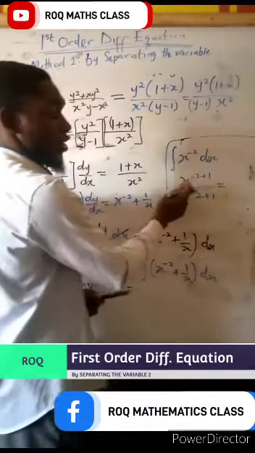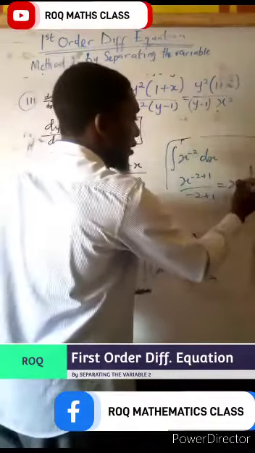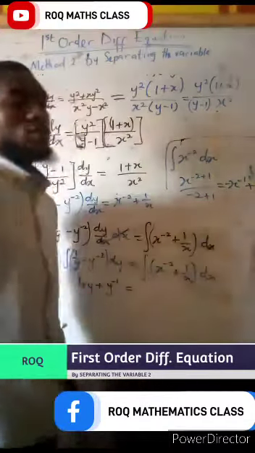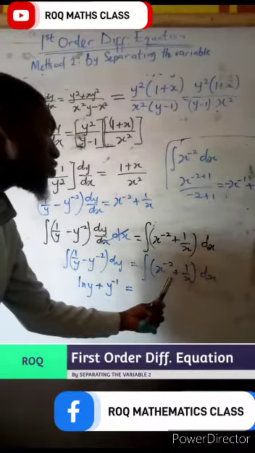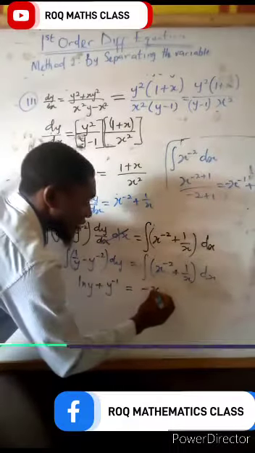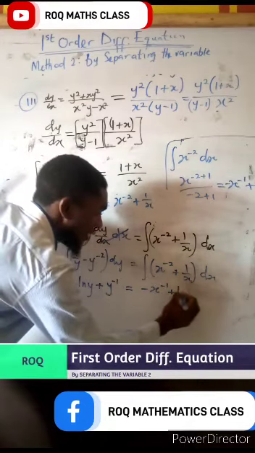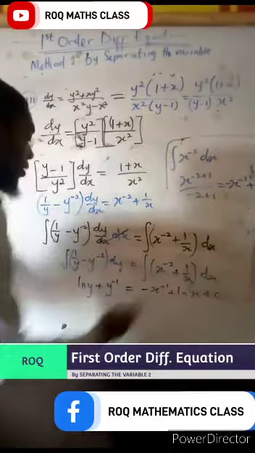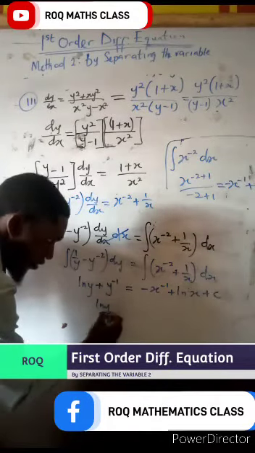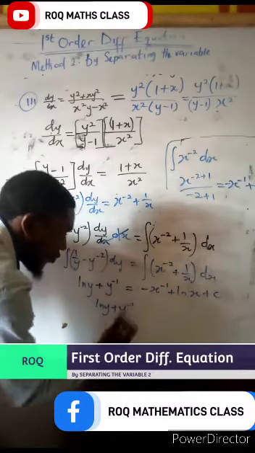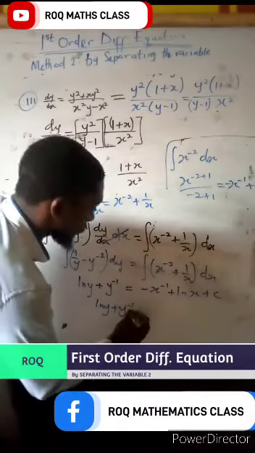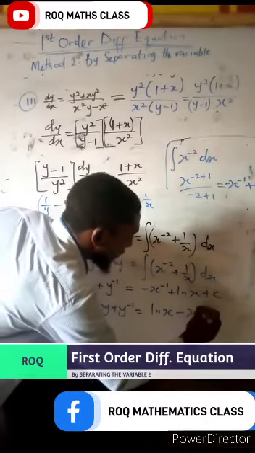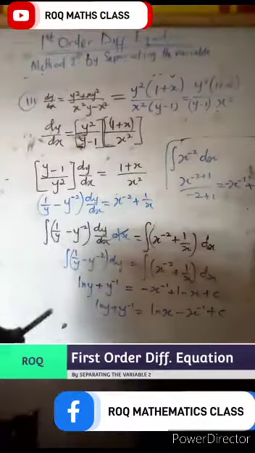Which is the same thing as x to the minus 1, and this will give negative, then plus your constant. So that's how I have this. The same thing is going to happen: I'm going to have minus x to the minus 1 plus ln x plus c. So I can arrange the values as ln y plus y to the negative 1 equals ln x minus x raised to the negative 1 plus c. That is the final answer.